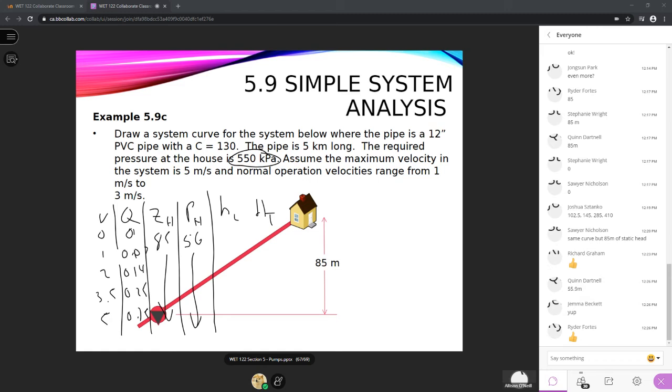And then again, our head losses from the previous examples, because we've got the same pipe. The pipe is still a 12-inch PVC with a C equals 130. It's 5 kilometers long. We figure out what the head losses are. That's not going to change. So we have 17.5, 60, 200, 325. And then we have our total head requirements, where we are going to add our elevation head, our pressure head, and our head losses to come up with the total head that our pump is going to have to overcome for this particular system.